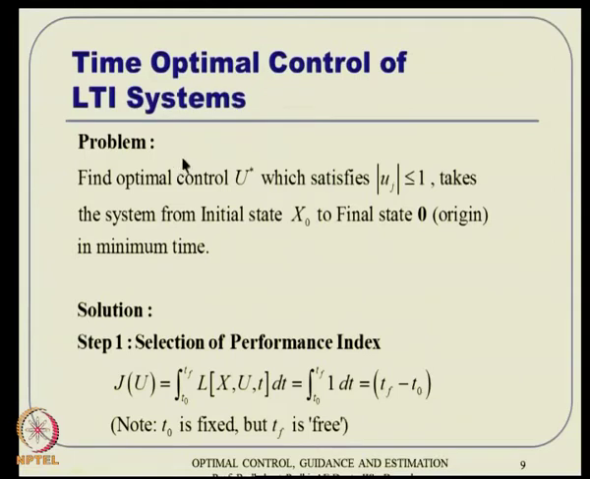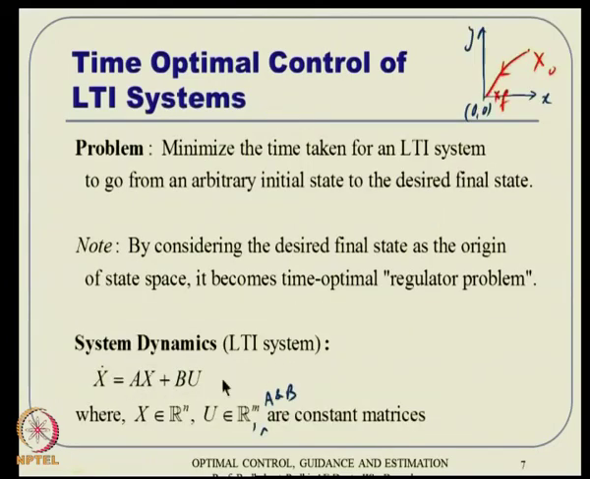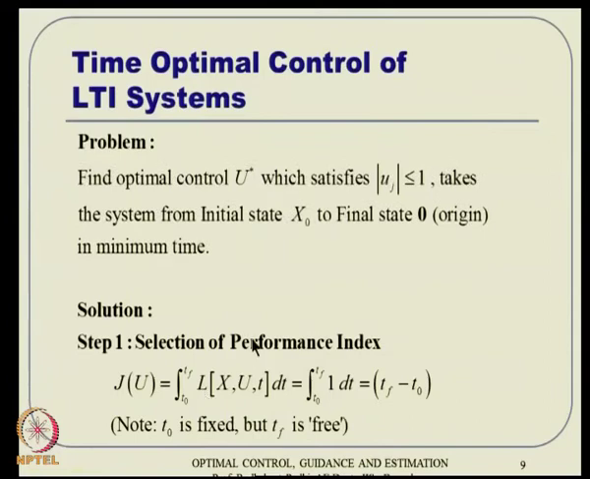The problem here, to restate formally, is to find an optimal control u star which satisfies these component wise constraints, magnitude of uj less than or equal to 1, and which takes the system from any initial state x naught to the final state 0, that is the origin, in minimum time. That boils down to this statement, subject still to the system dynamics being this one. Alright, so step 1: we start the solution process.